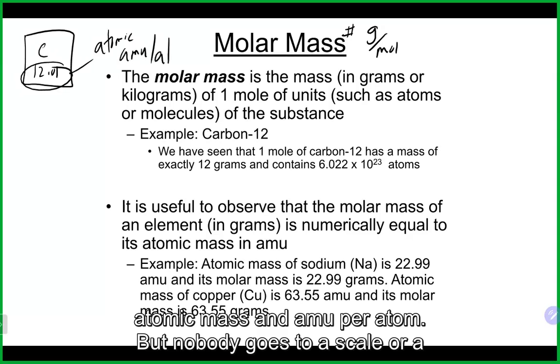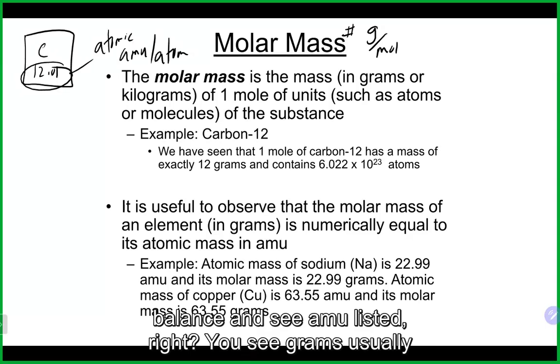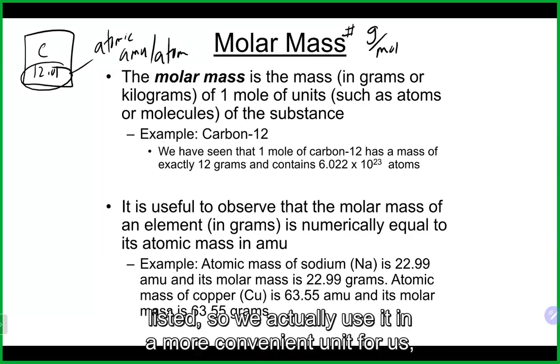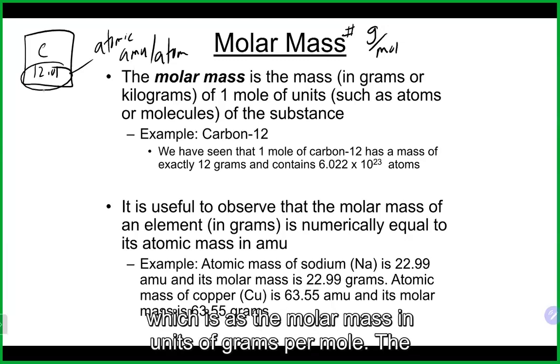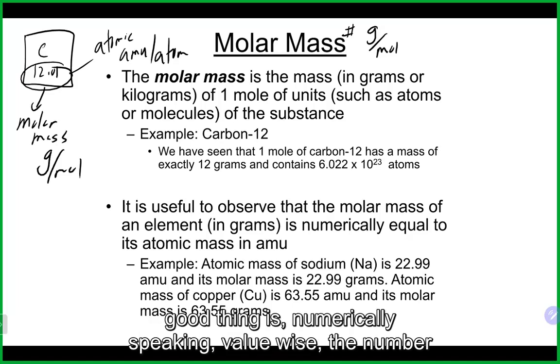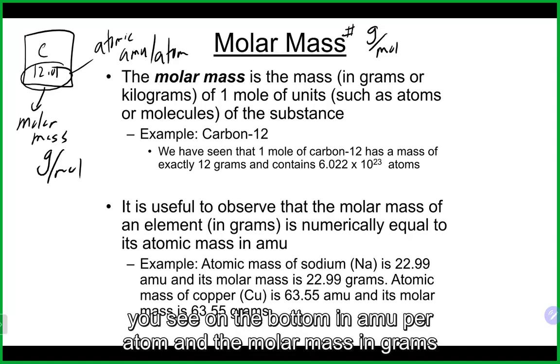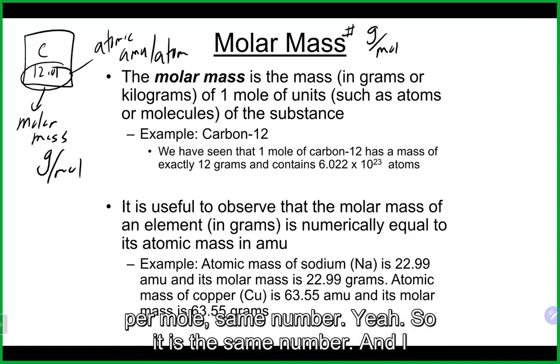AMU per atom. But nobody goes to a scale or a balance and sees AMU listed, right? You see grams usually listed. So we actually use it in a more convenient unit for us, which is the molar mass in units of grams per mole. The good thing is, numerically speaking, value-wise, the number you see on the bottom in AMU per atom and the molar mass in grams per mole, same number. Yeah, so it is the same number.